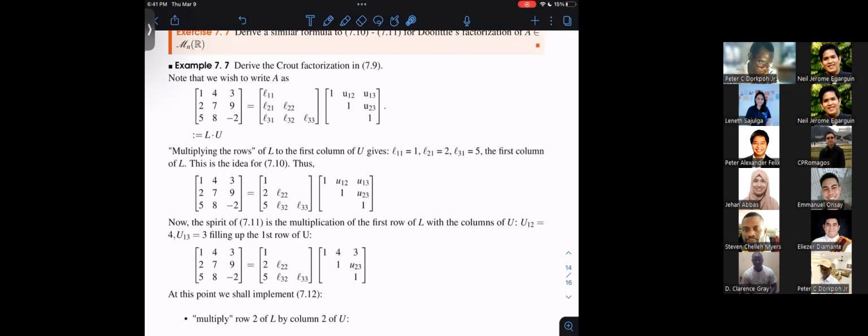The matrix A is given this way: 1, 4, 3, 2, 7, 9, 5, 8, -2. And I'll assume that it has an LU factorization in Crout's form. So I have a lower triangular matrix L and a unit upper triangular matrix U. I still don't know the values of the entries, except for the main diagonal of the upper triangular matrix, which is fixed to be equal to 1.